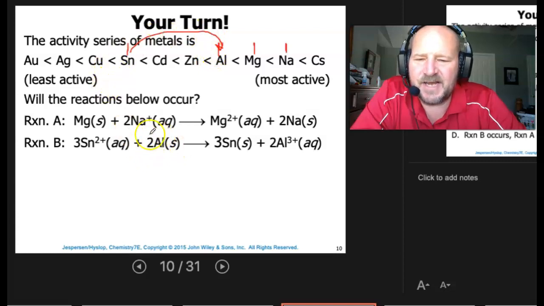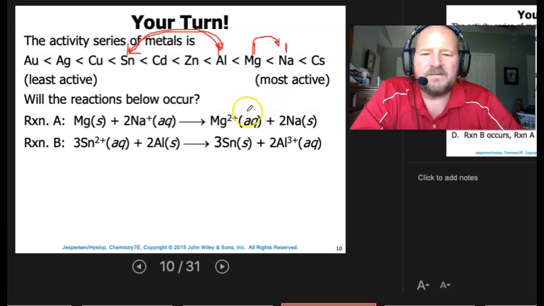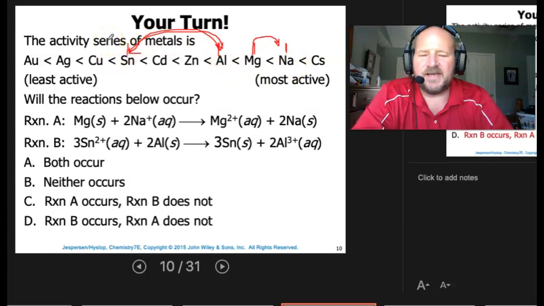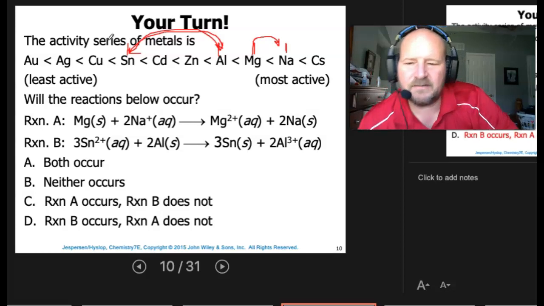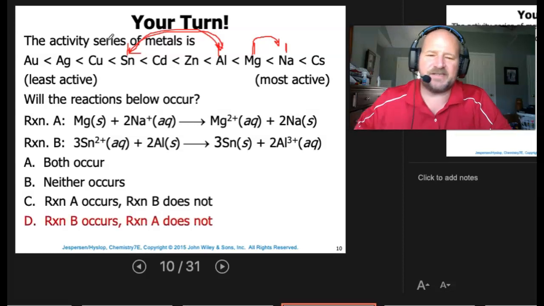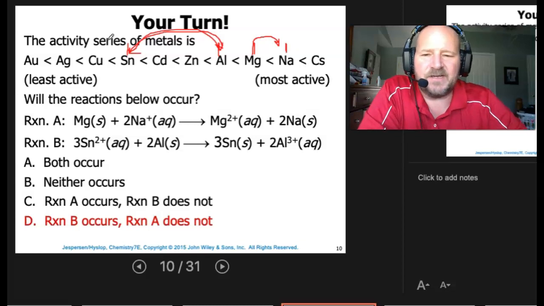Because it's what's going to happen. This element by itself is going to replace the tin. So can the aluminum replace the tin? And then can the magnesium replace the sodium? And of course, we can't replace the thing above us, but we can replace the thing below us. So in this case, both of them will not occur. One of them will occur. And of course, it's B. The aluminum can replace the tin, but the magnesium cannot replace the sodium.